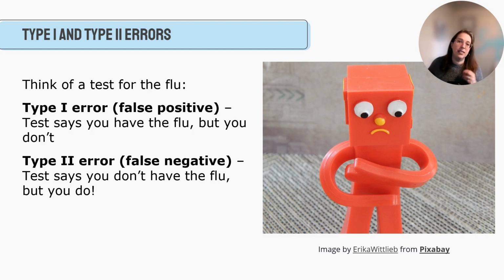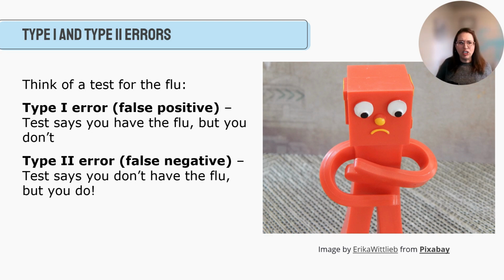So let me give you a quick example first. Let's say that you go to get tested for the flu. Now, if you got a false positive where the test says you have the flu, but you really don't, that's similar to a type 1 error. But if you took a flu test and it said you didn't have the flu, but you did, we would call that a false negative, which is equivalent to a type 2 error.